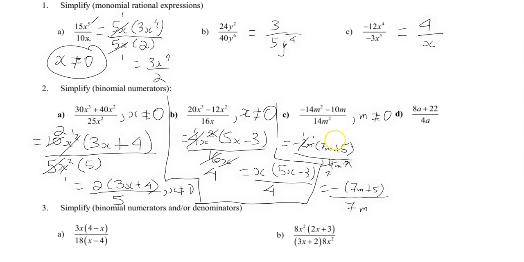Okay, so watch out with these. You can sometimes lose things as you're canceling, right? Just make sure you put little ones there and say, I'm left with a negative. I'm left with a 7m plus 5. On the bottom, the 14 reduced, I've got a 7 and an m.